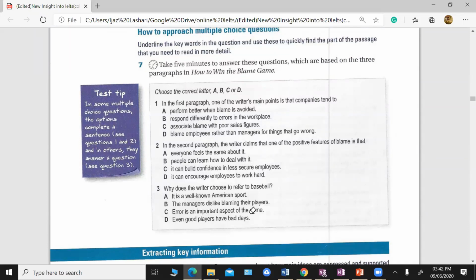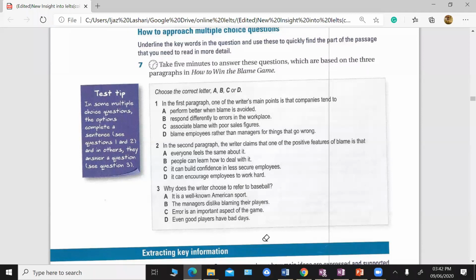In the second paragraph, the writer claims that one of the positive features of blame is that, A, everyone feels the same about it; B, people can learn how to deal with it; C, it can build confidence in less secure employees; or D, it can encourage employees to work hard. Okay. Number 3. Why does the writer choose to refer to baseball?